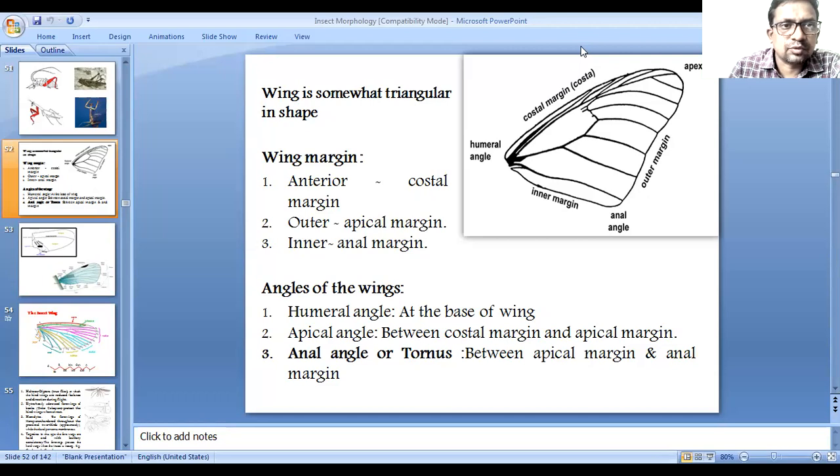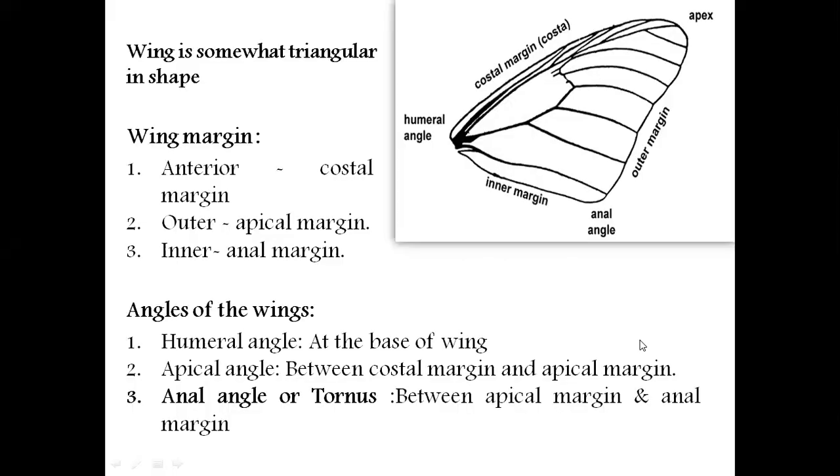Today I'm going to talk about a new topic, and the topic name is insect wings. You all know that insects have two pairs of wings, mostly on the thoracic region. These wings are somewhat triangular in shape, and insects are the only invertebrates that possess wings, which are capable of true flight.